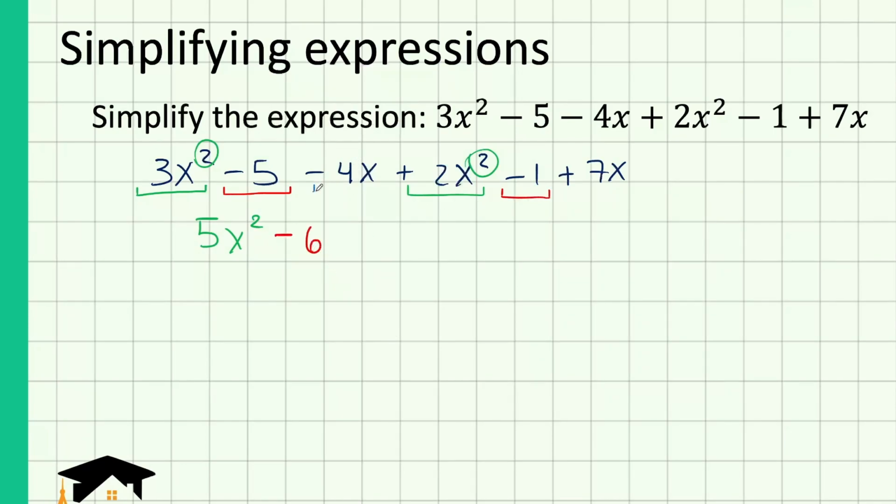Finally, we have minus 4x, so a number accompanied only by 1x, and 7x, another number accompanied by 1x. So minus 4x plus 7x, this is equal to plus 3x. And so this is the expression that we have.